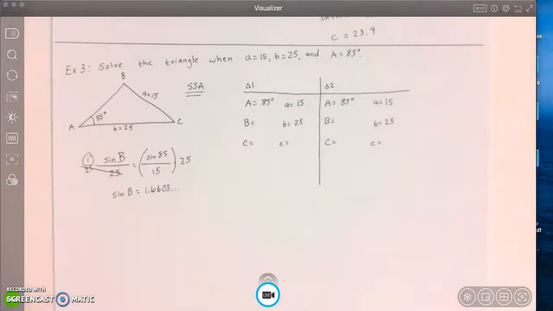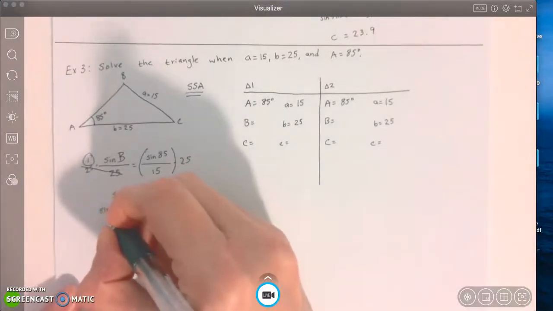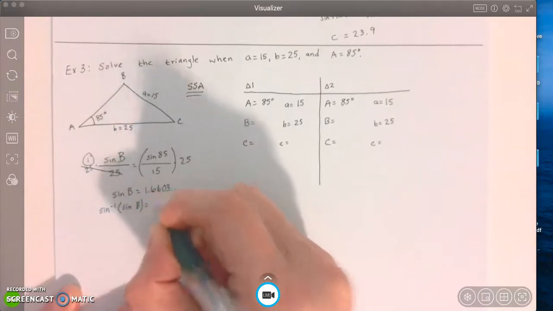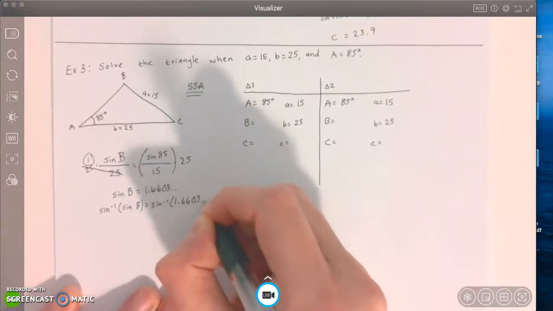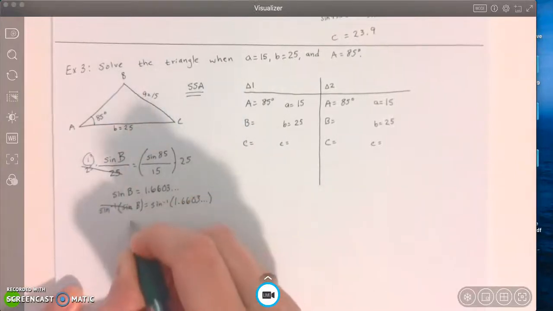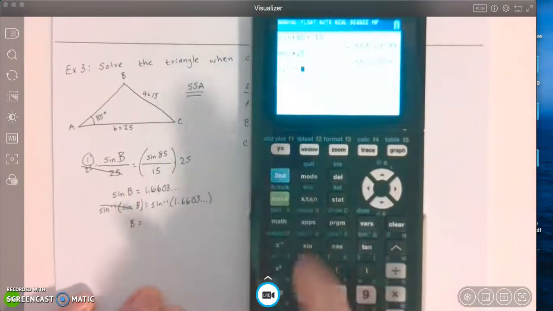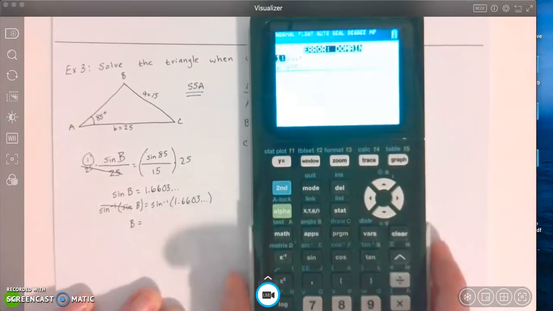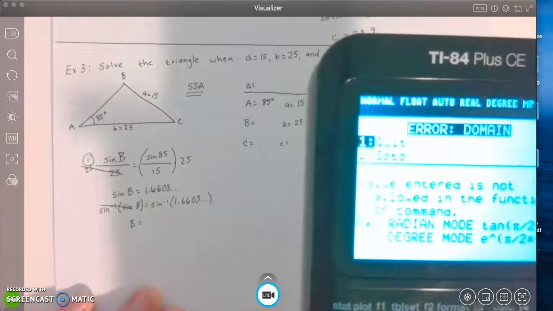But if we don't realize that at first, we're going to go ahead and just keep working out this problem like we normally would. To solve for B, we would do sine inverse of both sides. And then we're going to go to the calculator and we're going to find out what this equals. So I'm going to do second sine for sine inverse. And I'm going to copy that entire value, and I get an error. I don't know if you can see that very well, but I get an error in the calculator.